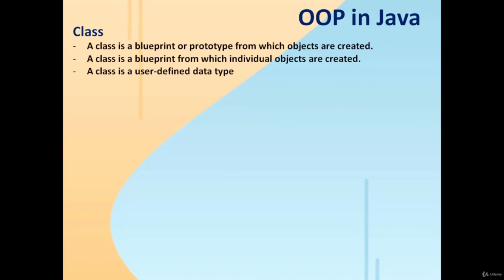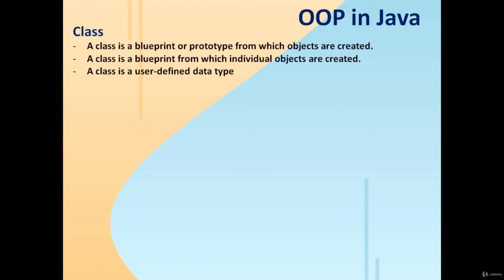A fan, a computer. Whatever things are there in the real world, each has only two parts. One is the items of that, and the other one is the functionalities of that. But coming to a programming language like Java, a class is a user-defined data type.